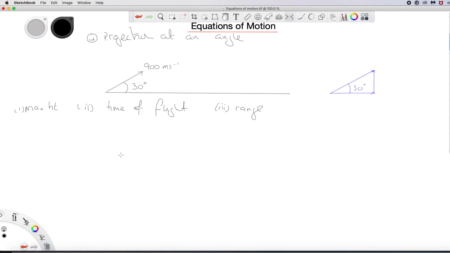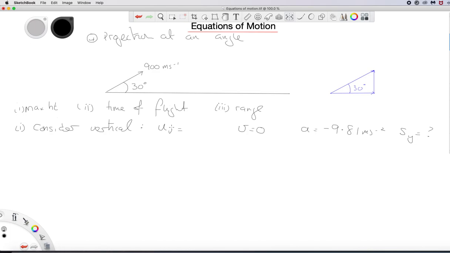So, looking at our first scenario, first part of the question rather, the maximum height. This is all about the vertical motion. And so we want to know our initial vertical velocity. And we know, of course, when it gets to the top, it's going to stop. And we know the acceleration will be minus gravity, because as it goes up, it slows down. And we want to know the vertical displacement under these conditions.